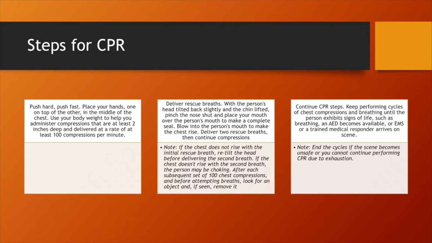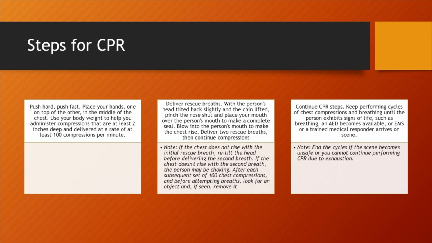Deliver rescue breaths. With the person's head tilted back slightly and the chin lifted, pinch the nose shut and place your mouth over the person's mouth to make a complete seal. Blow into the person's mouth to make the chest rise. Deliver 2 rescue breaths, then continue compressions. Note: if the chest does not rise with the initial rescue breath, retilt the head before delivering the second breath. If the chest does not rise with the second breath, the person may be choking.